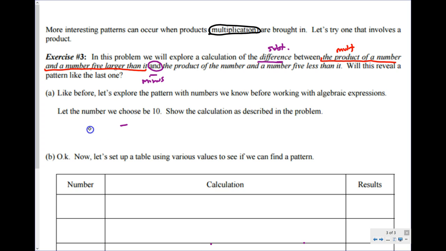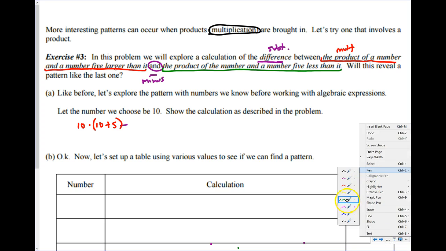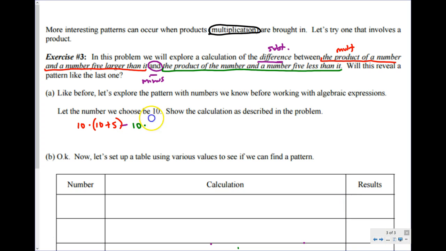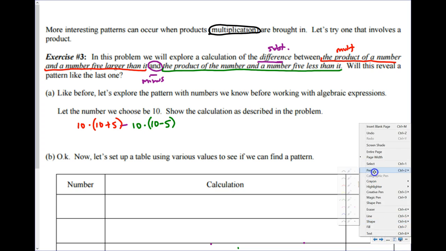We could also do this. We could say 10 times 10 plus 5. Because that means the same thing. It's 10 times a number 5 larger than 10. And, let's do the second part. I'll make that green. The product, so it's another product, of the number and a number 5 less than it. So now we're saying, well, instead of 10 times 10 plus 5, we're going to say minus 10 times 10 minus 5. Okay? Okay, now we can simplify this, and I'm going to use black.